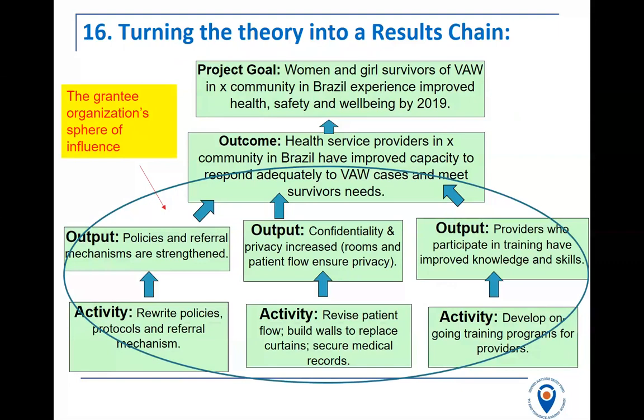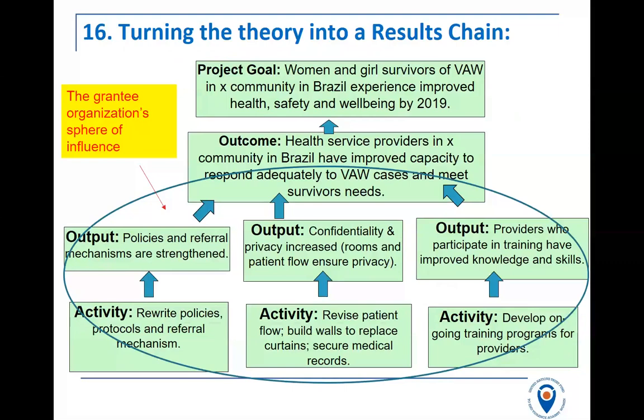They're going to help improve confidentiality and privacy within the health service community. They're going to work with health service providers and provide them with training to improve their knowledge and skills. So to achieve this higher level change of service providers providing better services to women survivors, they're looking at changing policies, changing the quality of the services, and providing training to improve knowledge and skills.